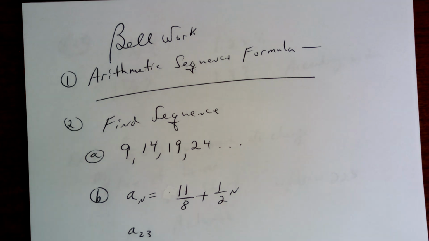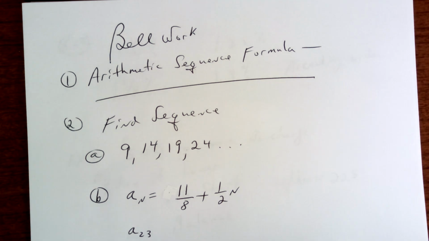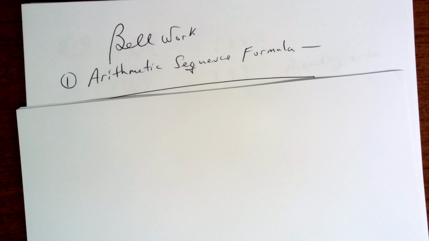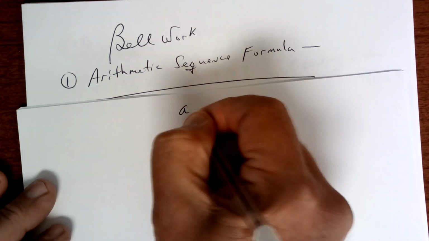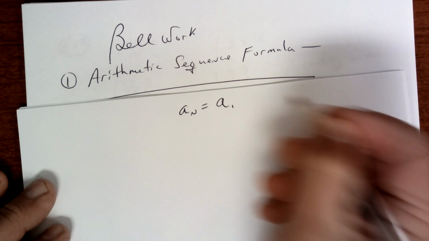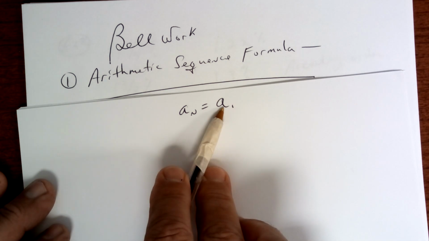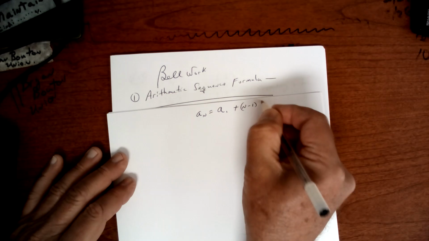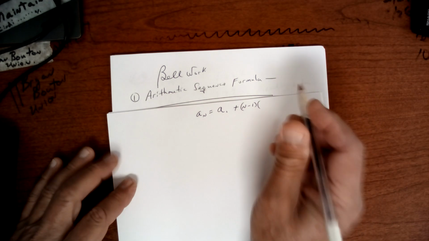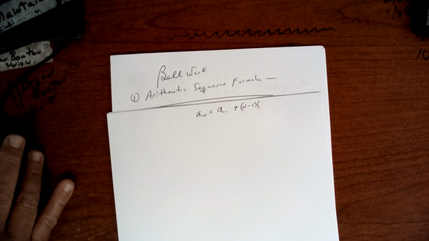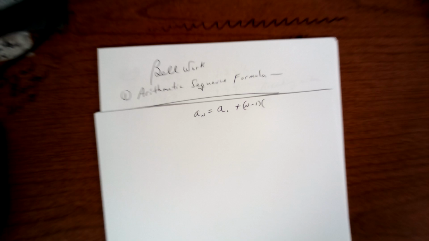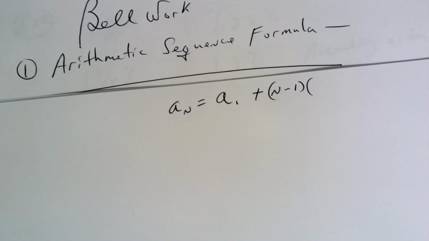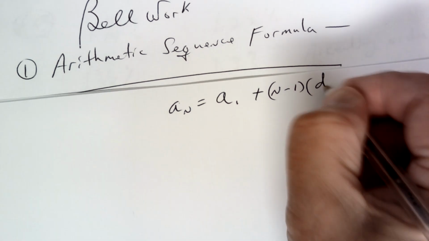Take a look here. We're still in week 6. What is the arithmetic sequence formula? Well, it's a sub n equals a sub 1, which is your first term, plus n minus 1 times d, and d is the common difference.